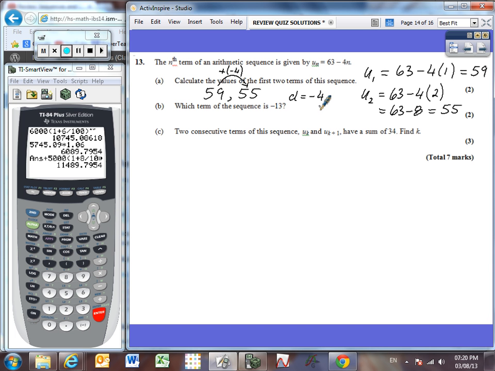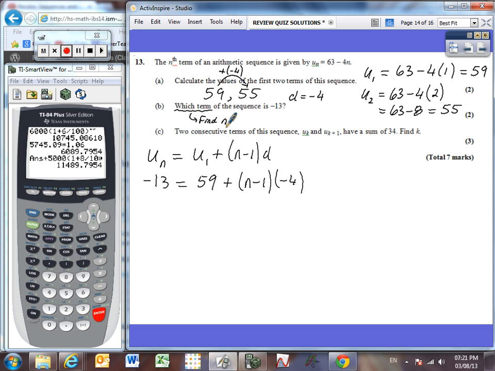Alright, it says, which term of the sequence is negative 13? So we have some unknown term, un, which we know that we can rewrite as u1 plus n minus 1 times d, which based on what we've discovered, the u1 is 59, and the n minus 1 is being multiplied by d, which is negative 4. And we know that un is going to be negative 13. So we just have to solve for n, because when it says which term, it means like the 7th term or the 10th term. So the nth term, it's looking for the value of n. So which term means basically find n.